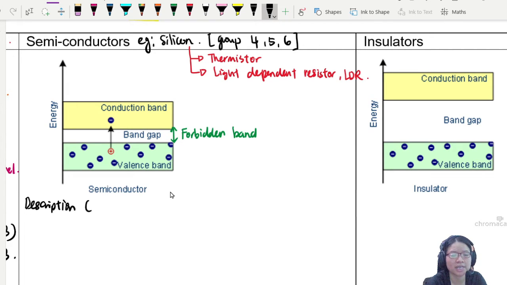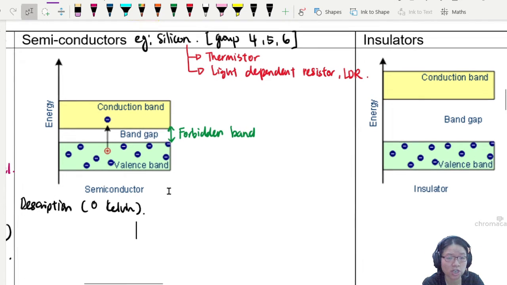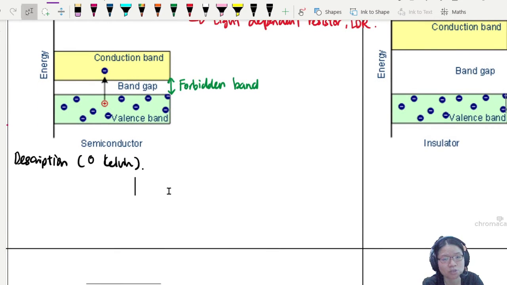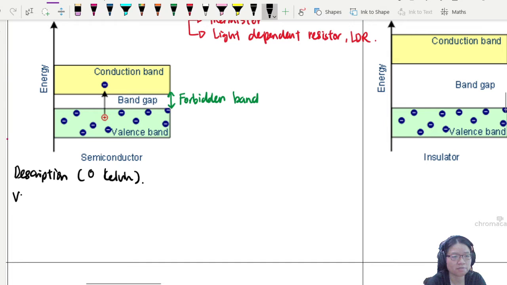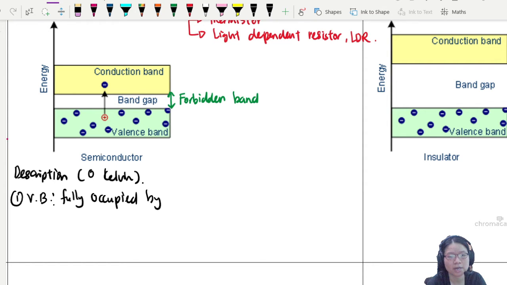And this description is only at 0 Kelvin. Okay, of course, when the temperature increases, things will change, but this is at 0 Kelvin, kind of like absolute darkness. All right, so what happens to the valence band? Number one, the valence band is fully occupied by the valence electrons of all the atoms inside your sample. Number two, the conduction band is empty. And number three, the forbidden band is narrow.